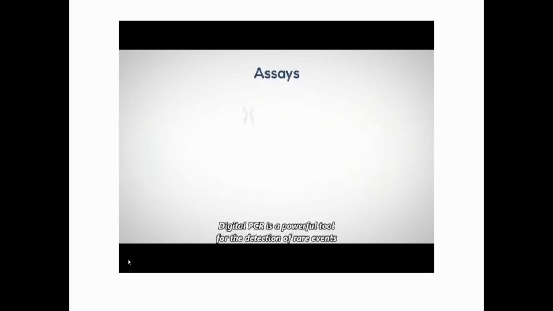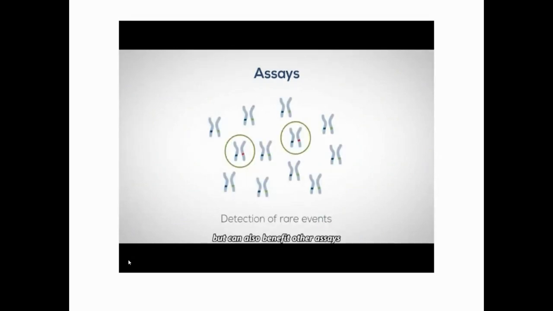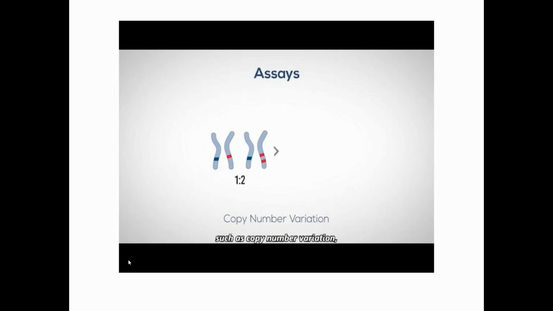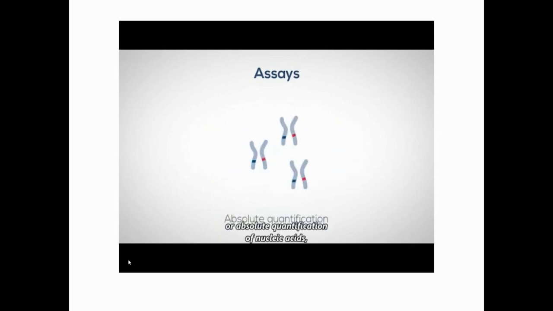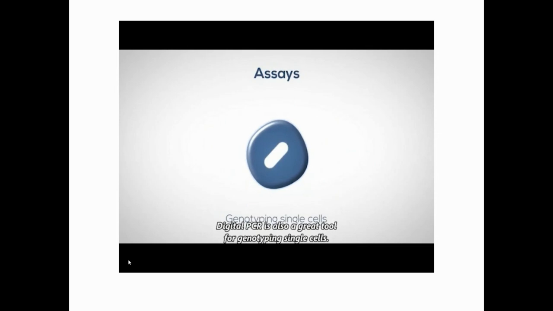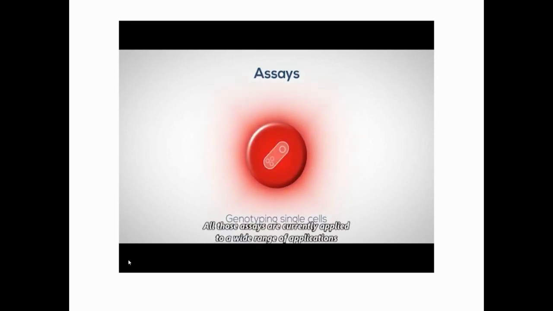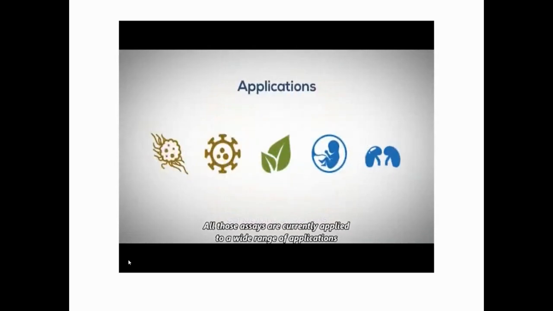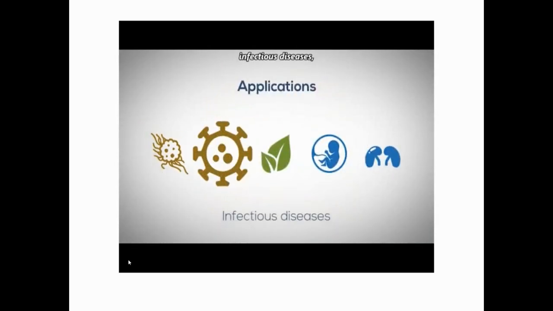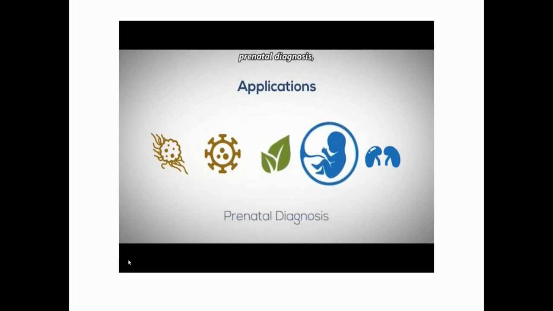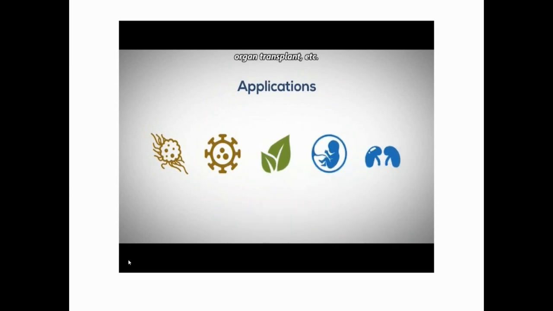Digital PCR is a powerful tool for the detection of rare events, but can also benefit other assays, such as copy number variation, by being able to precisely measure less than two-fold differences in copy number, or absolute quantification of nucleic acids, since this technique does not have to rely on comparison with pre-calibrated standards. Digital PCR is also a great tool for genotyping single cells. All those assays are currently applied to a wide range of applications, such as oncology, infectious diseases, environmental testing, prenatal diagnosis, organ transplant, etc.